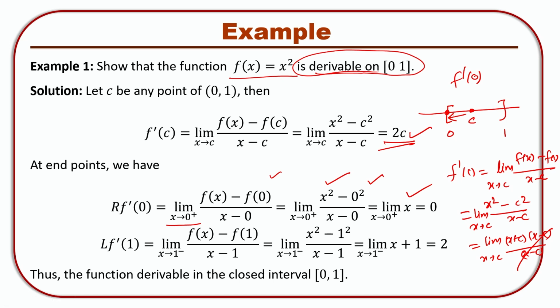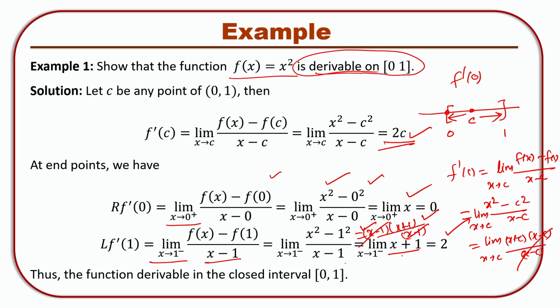But look at the same scenario for the end point b. So we have to check from the left side of 1, right? So that means f dash of 1 is nothing but the limit as x tends to 1 from the left side of (f(x) minus f(1)) by (x minus 1). So this will give you (x square minus 1 square) by (x minus 1). This is going to be (x minus 1)(x plus 1) divided by (x minus 1). The x minus 1 cancels out, leaving x plus 1, and as x tends to 1 from the left, that will be 1 plus 1 equal to 2, right?